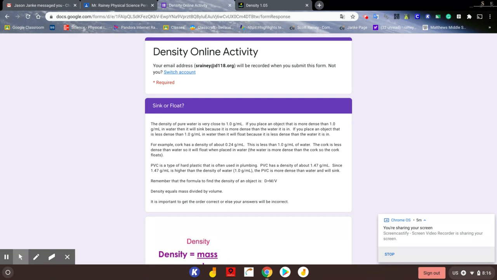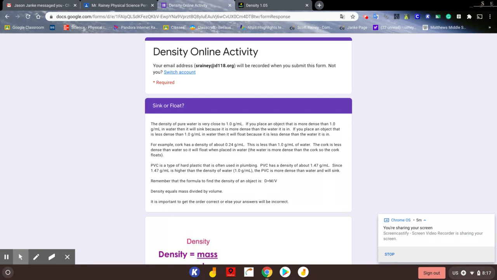The density of pure water is close to 1 gram per milliliter, 1 gram per cubic centimeter. A milliliter and a cubic centimeter are the same thing. If you place an object that is more dense than 1 gram per milliliter in water, then it's going to sink because it's more dense than the water it's in. If you place an object that is less dense than 1 gram per cubic centimeter in the water, it will float because it is less dense than the water it's in.